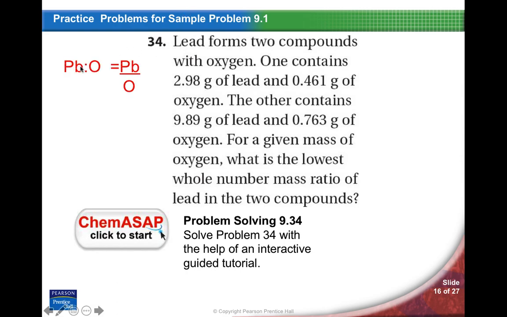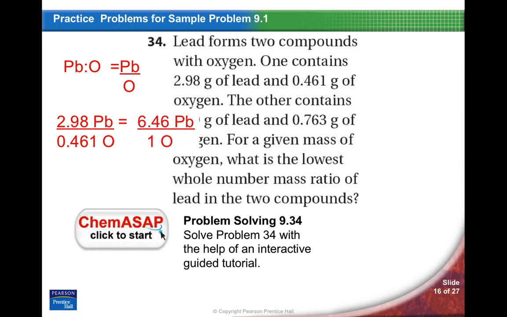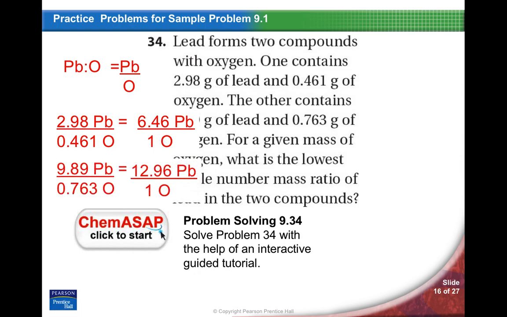If you imagine that the lead to oxygen ratio is a fraction, you divide the first two numbers and you get 6.46 per 1. Do the same with the second set of numbers, 12.96 per 1. Obviously, they're not the same. So which one has the lowest whole number mass ratio? These aren't whole numbers. That doesn't do us a lot of good. Well, the 1 is for the oxygen.